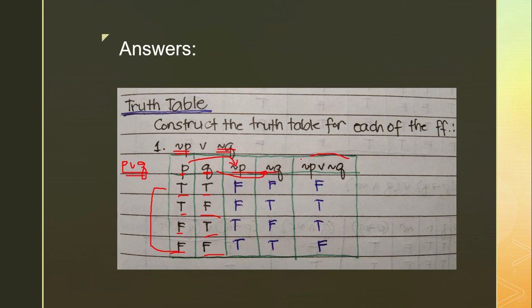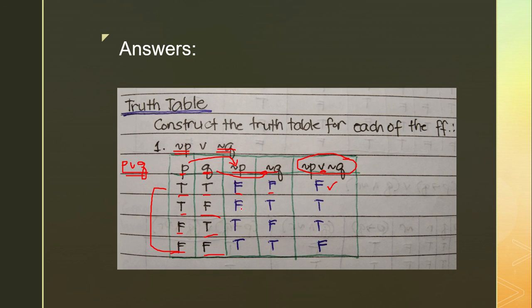And we'll then evaluate the compound statement. So again, you remember the priorities, the precedence rule. The first priority is not, then and, then or, then if and only if, and exclusive or. Since this is a disjunction, it is the second priority after not. Then get the truth value: false or false is false.